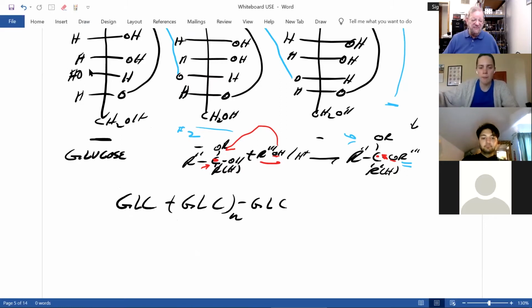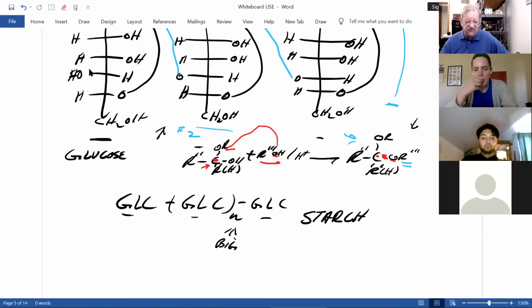And as you learned earlier this semester, polymers are like boxcars hooked together in a train. And here you can have a lot of glucose molecules, and N can be big, 50 or more. And we have a name for this when you hook a lot of glucose molecules together. And what do we call that? Starch.